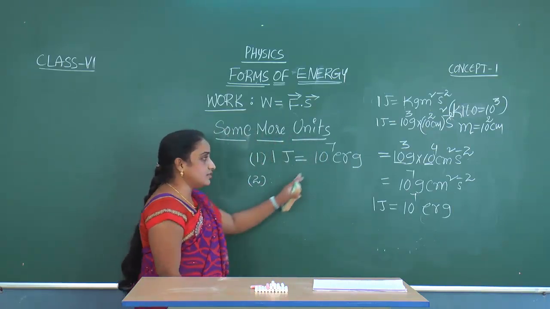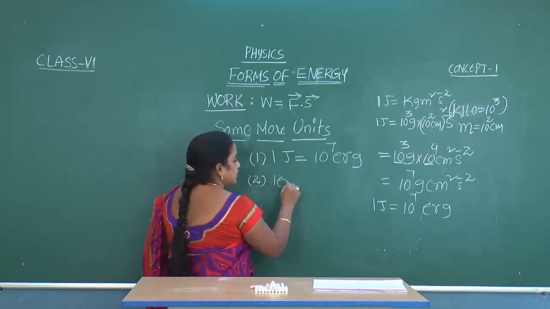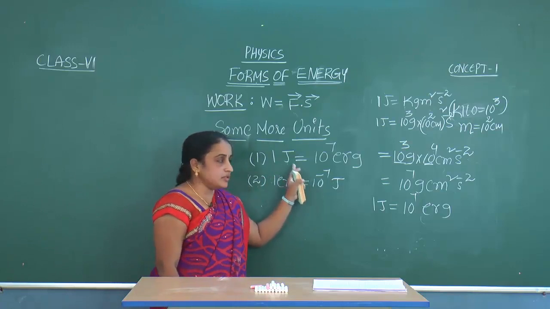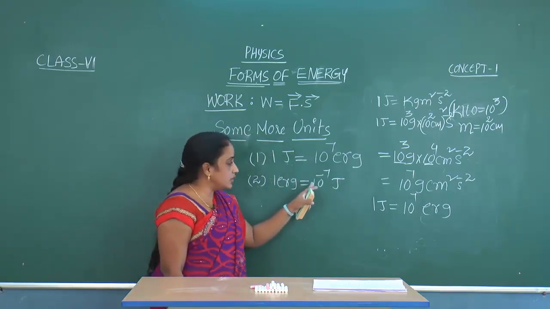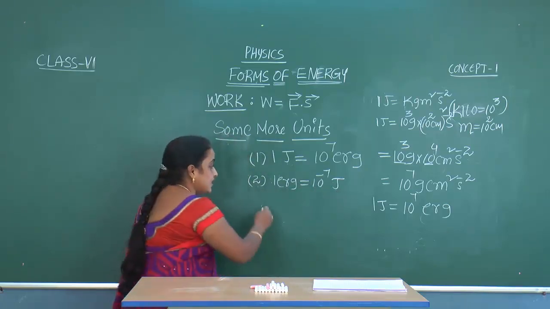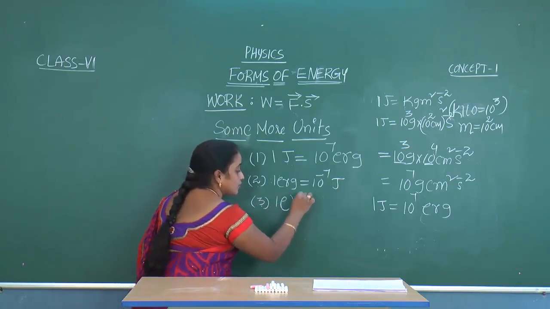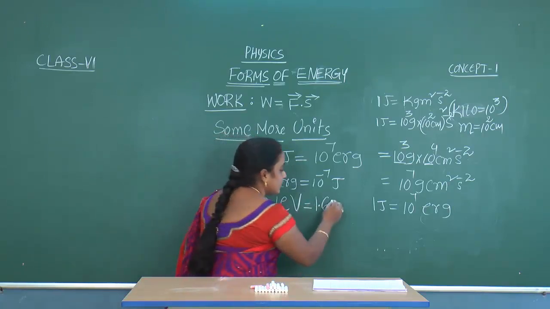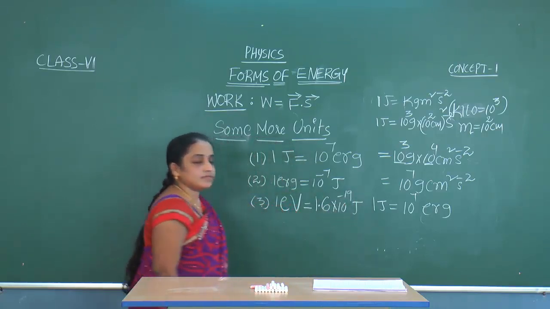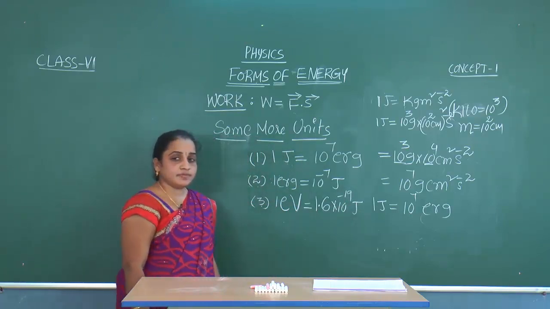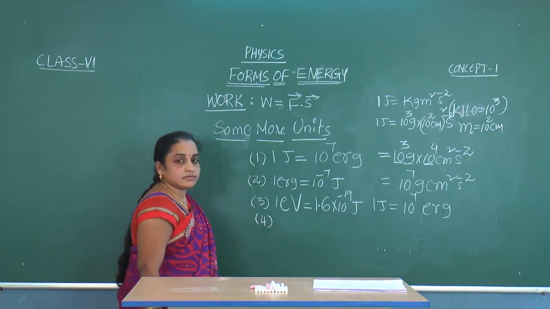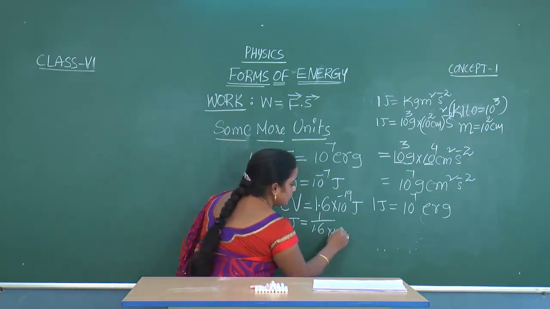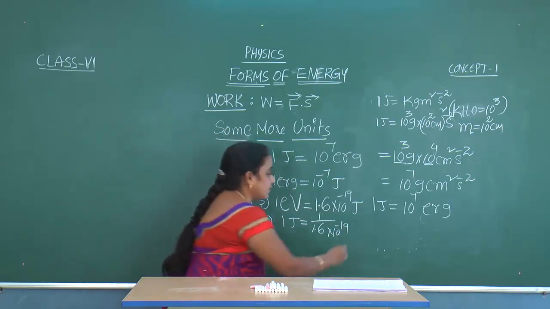We can write the reverse of this as 1 erg is equal to 10 power minus 7 joule. 1 joule equal to 10 power 7 erg. 1 erg equal to 10 power minus 7 joule. We can write still electron volt. 1 electron volt is equal to 1.6 into 10 power minus 19 joule. We can write the reverse of this. So 1 joule is equal to 1 by 1.6 into 10 power minus 19 electron volt.